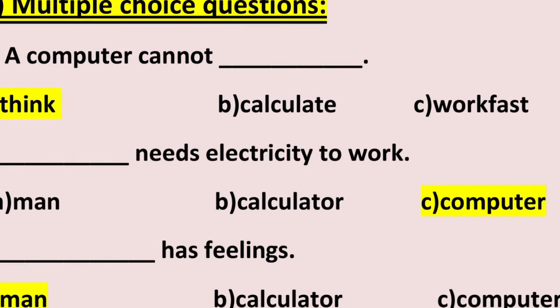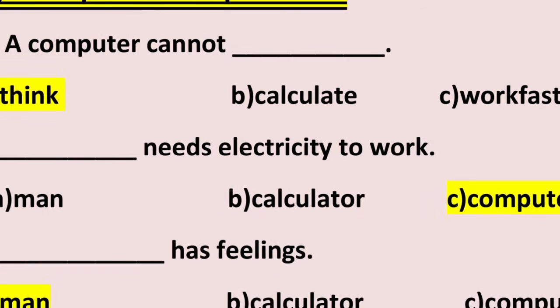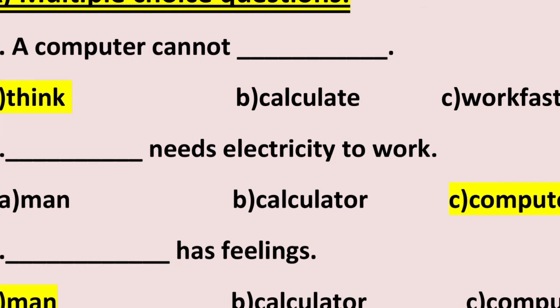Number 2. Dash needs electricity to work. Who needs electricity to work? Computer needs electricity to work. So write down computer. Dear students, we know that man does not require electricity. Calculator requires battery. So what is the correct answer? Computer, because computer needs electricity to work. Okay?